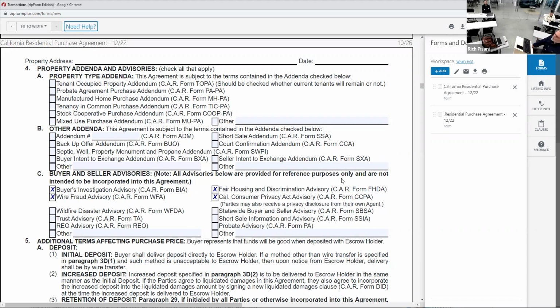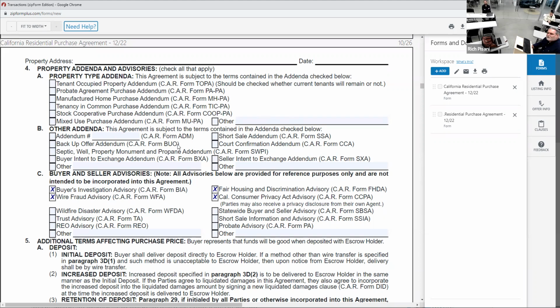Mixed use is part residential, part retail, or something else. Other addenda: if it's a short sale, court confirmation, the septic, well and property monument and propane addendum. Buyer intent to exchange: if the buyer is doing a 1031 exchange, you should use that form. Seller intent to exchange.